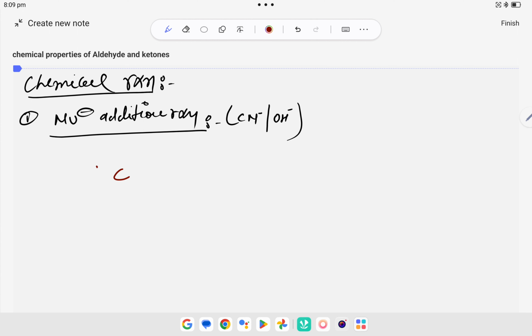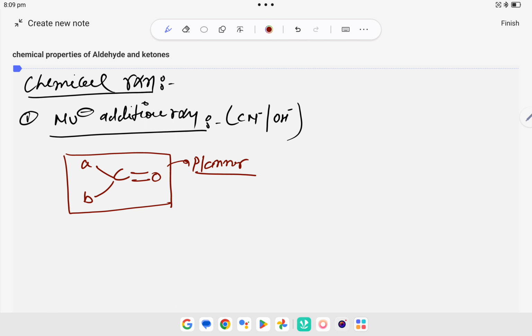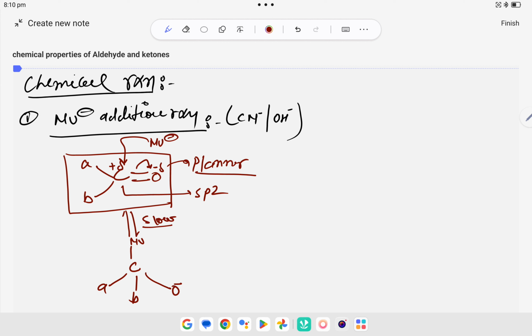Check the carbonyl group, children. Here A, B, and that is the oxygen attachment. It's a planar species, and this carbon has sp2 hybridization. Suppose any nucleophile comes, these electrons shift here. This oxygen is partial negative, this carbon partial positive. The nucleophile attaches to this carbon, and it is converted into this species: carbon with the nucleophile, here A, here B, and here oxygen with a negative sign. That step is the slow step, so you can say it's the rate determining step.